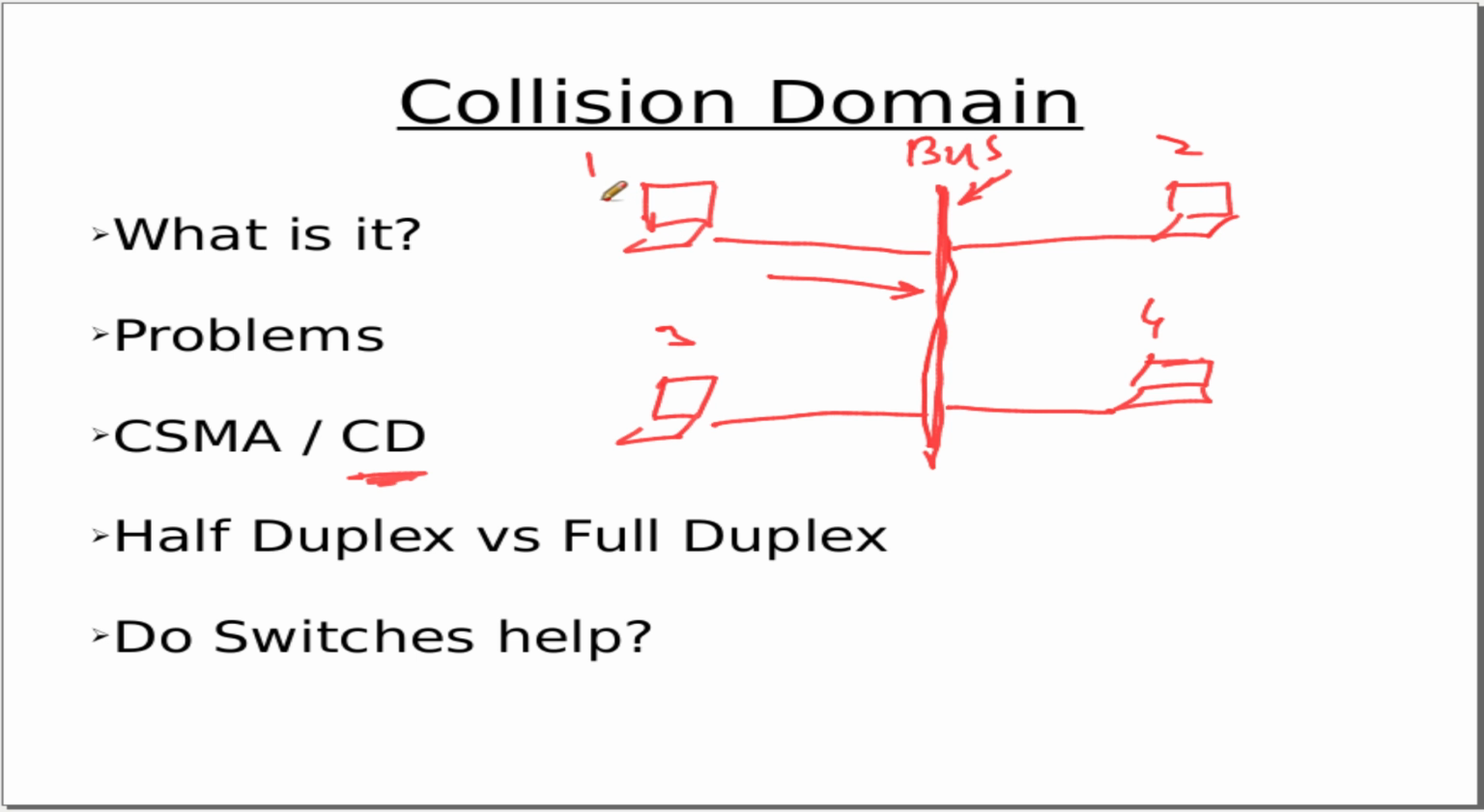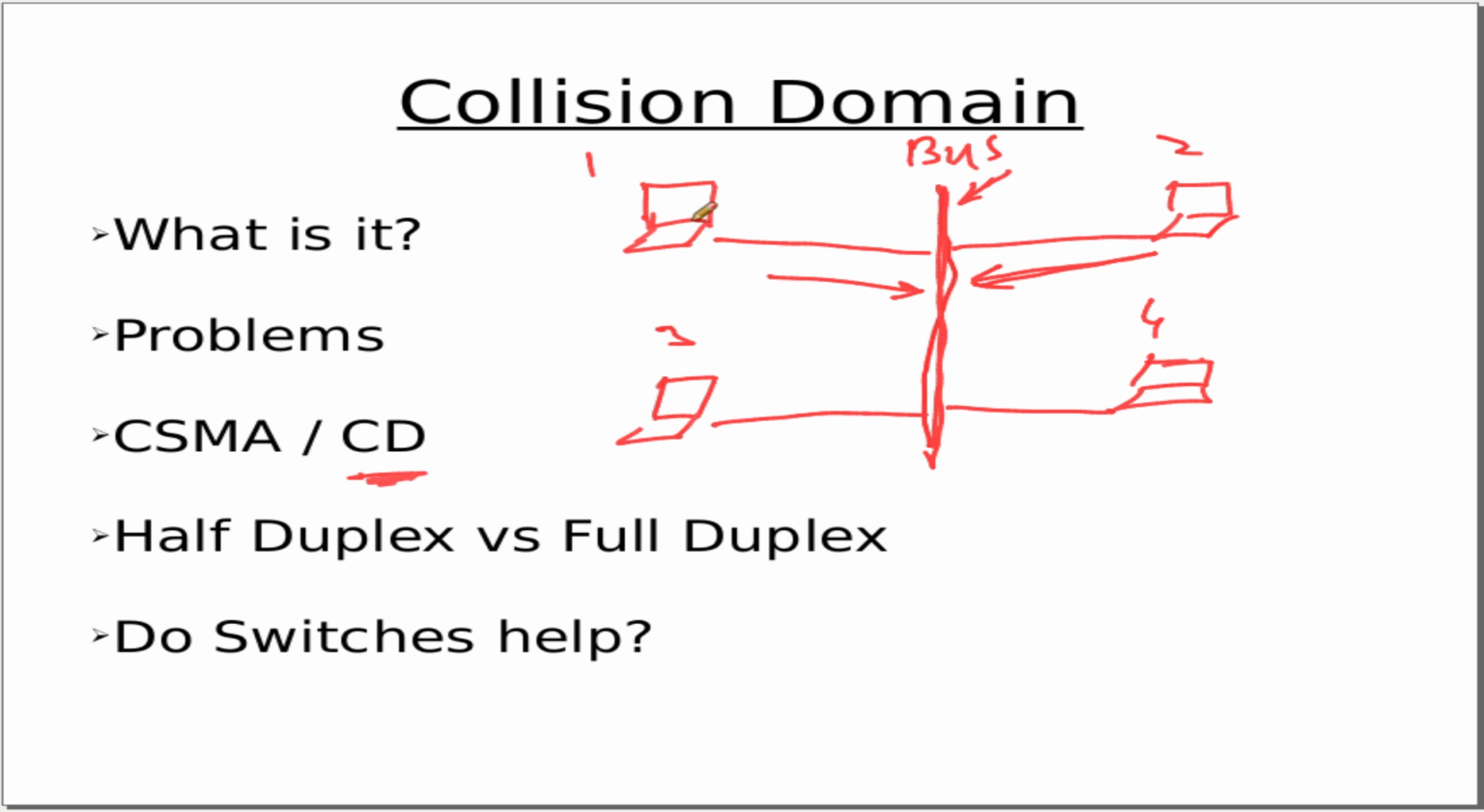Now let's say host number 1 wants to transfer data to host number 3. It senses the carrier and there is no signal, and it starts to send data. As soon as it starts to send data, let's say that host number 2 had also sensed the medium, and at the very same moment it also starts to send data. Now this data will collide, and as soon as this data collides, these hosts will come to know that a collision has occurred. They will stop sending the data.